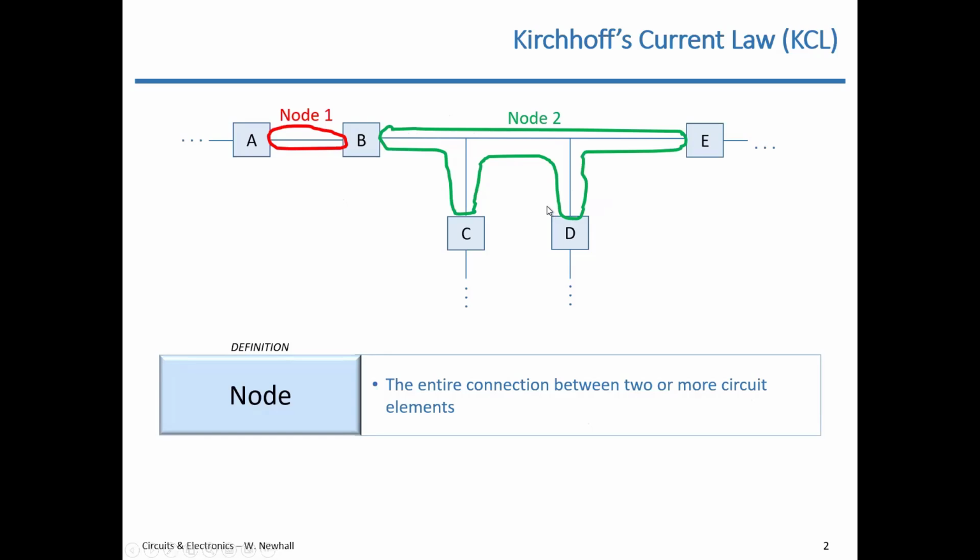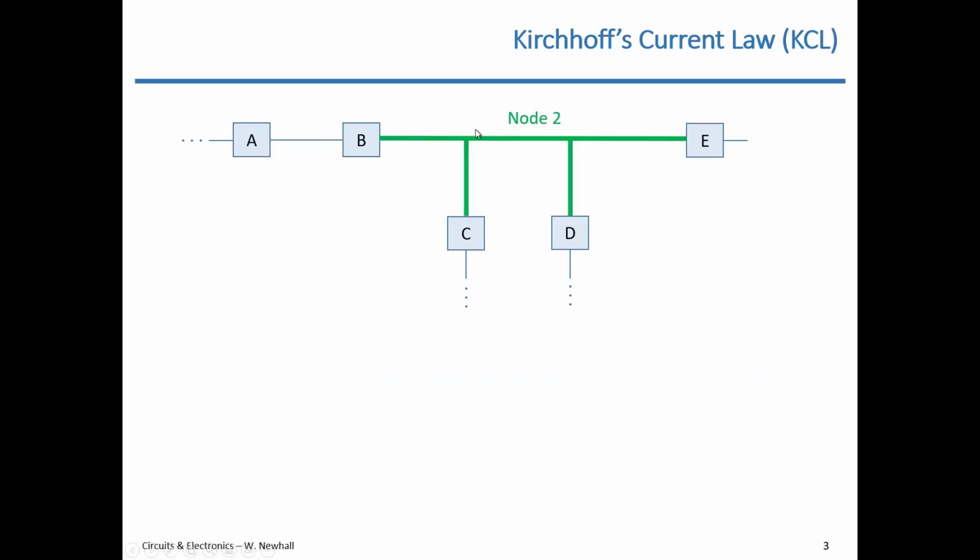So when you think of a node, think of the node being not just a dot at a junction of wires. Think of the node, for the purposes of KCL, being this entire connection, that entire conductor between circuit elements. Let's concentrate on node 2. So I've highlighted node 2 in green here.